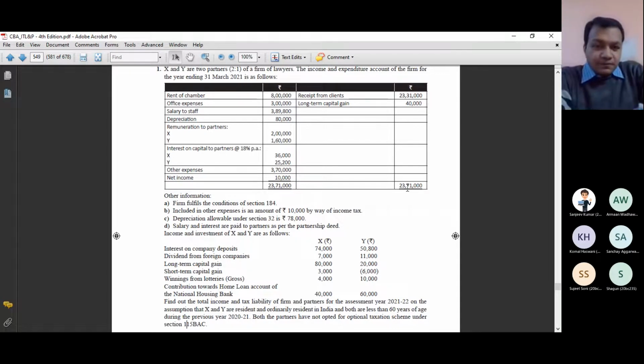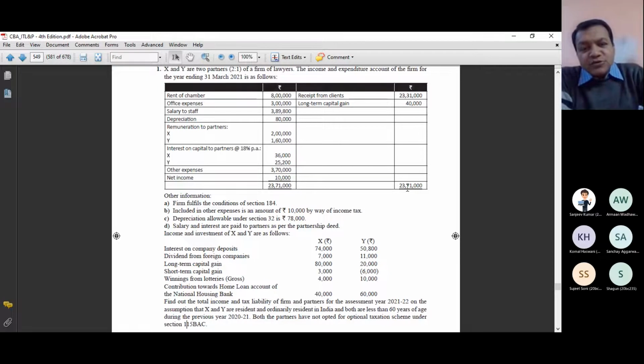Other information. Firm fulfills the conditions of section 184. So this is theory condition. Included in other expenses is an amount of 10,000 by way of income tax. So other expenses given above are 3 lakh 70. Out of this, 10,000 is income tax. I will add it back because 10,000 is disallowed under section 40 clause A. Depreciation allowable under section 32 is 78,000, and how much depreciation is actually shown? 80,000. So 2,000 is extra. I will add it back.